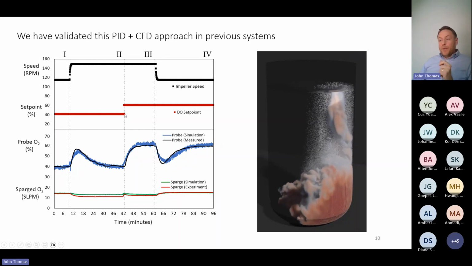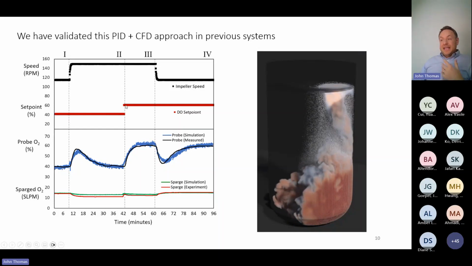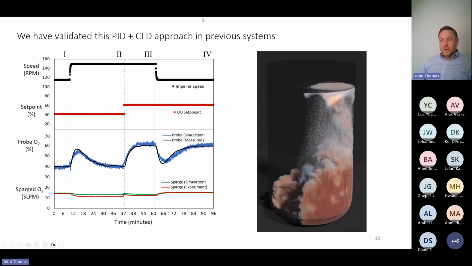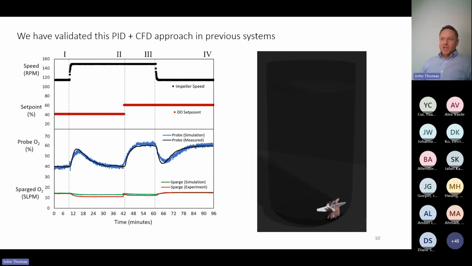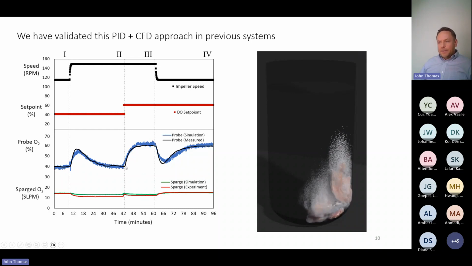Carrying on, the operators then realized a step change in the DO set point. And here again, in response to this, with the impeller speed fixed, the system had to sparge more gas to achieve that higher DO, had to increase KLA. And to get there, it increased the gas flow rate. We see the uptake from the simulation in sparge flow rate. We see the uptake in the measured response versus the predicted response.